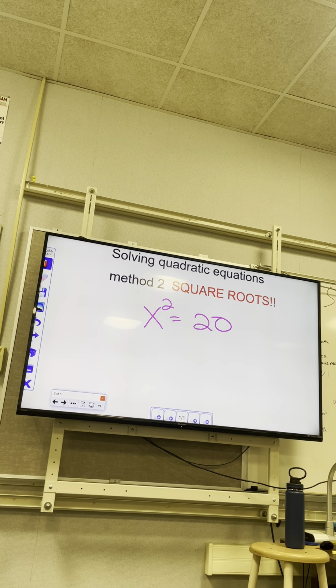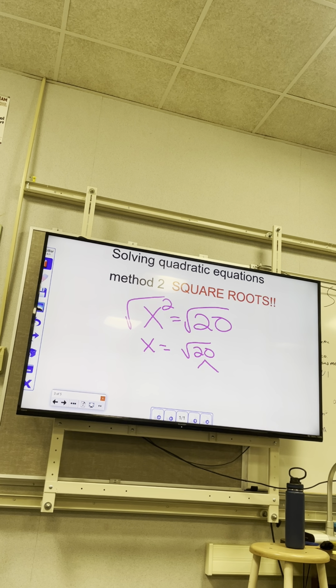I will tell you what that means. So here's what we're going to do. Square root both sides. Are you good with that? So x equals the square root of 20, but we're not allowed to write square root of 20. We got to do this where we split it up. Oh, the tree. There you go.